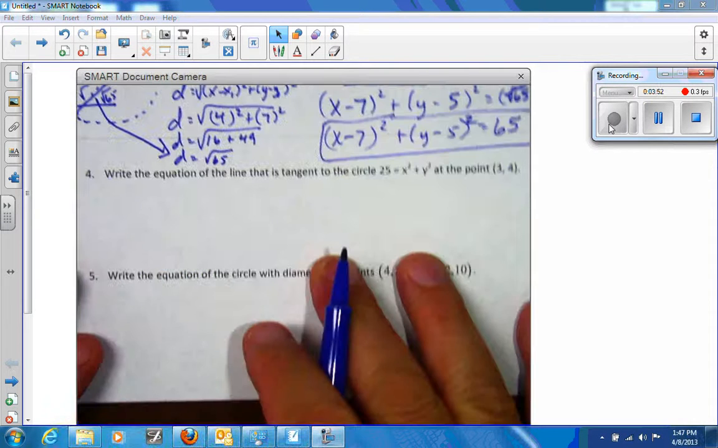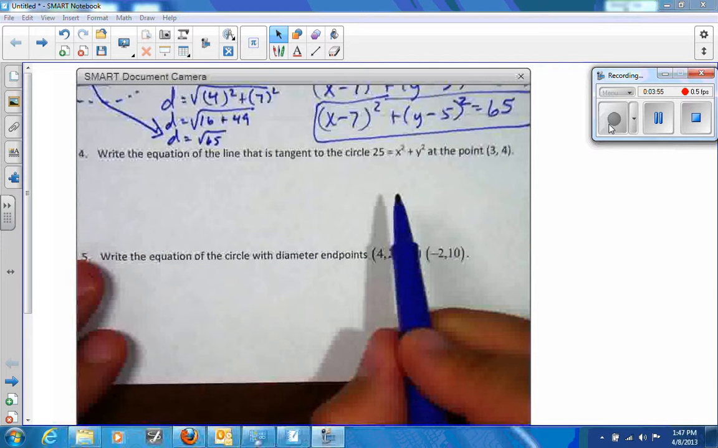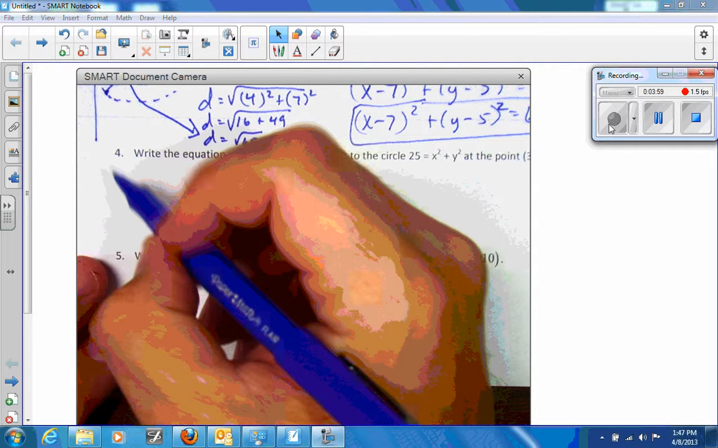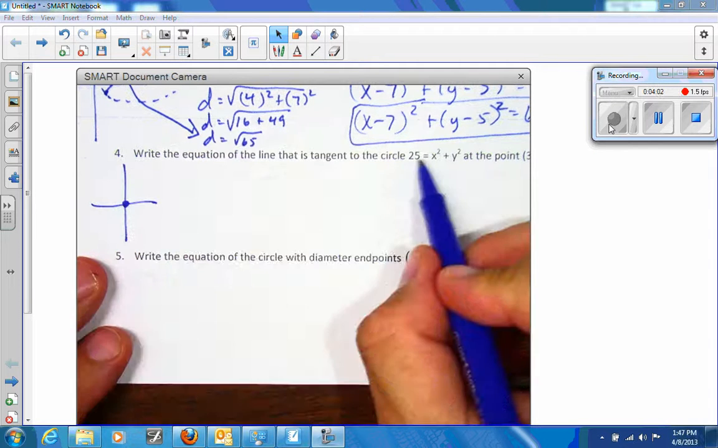All right, so let's look at the next one. Write the equation of the line that is tangent to the circle. Now, remember, I'm going to draw me a little picture here. All right, I know it's at 0, 0, and my radius is going to be 5.